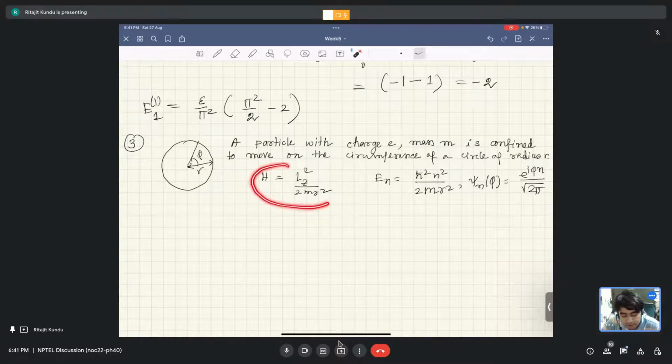the Hamiltonian is given by Lz square by 2mr square. So this 2mr square is what you get when you have only rotational kinetic motion. Here the whole motion is confined to the plane, so you have only one Lz square. And this mr square is like the moment of inertia. Okay, so this is how you write any rotational kinetic energy. So this is your total Hamiltonian, there is no other potential.